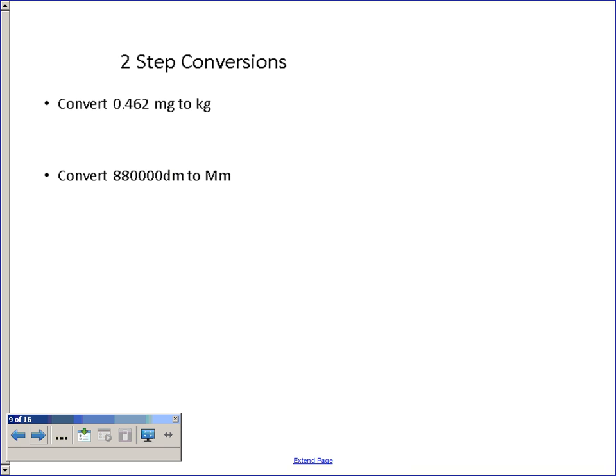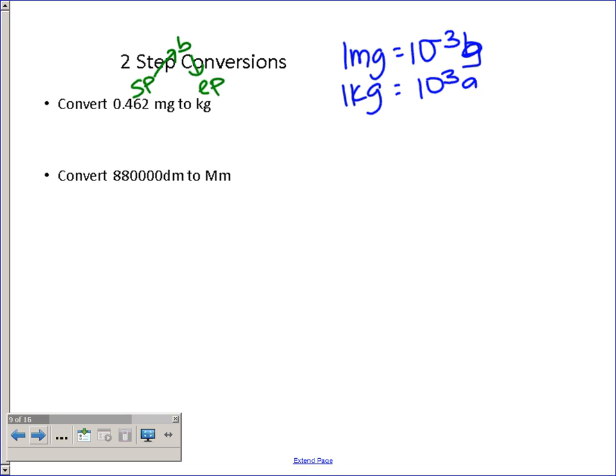So if I look at this first problem, 0.46 milligrams to kilograms, 0.46 milligrams is my starting point, kilograms is my ending point, and I'm going to have to go through base to convert between those two units. So let's write our equivalence measures. I know that 1 milligram is equal to 10 to the negative third base, or gram, and I know that 1 kilogram is equivalent to 10 to the third grams. Once I have my equivalence measures, I can set up my problem and start solving. I know that the base unit is gram because it's represented by a G, okay?